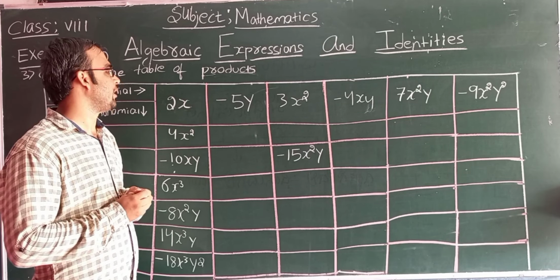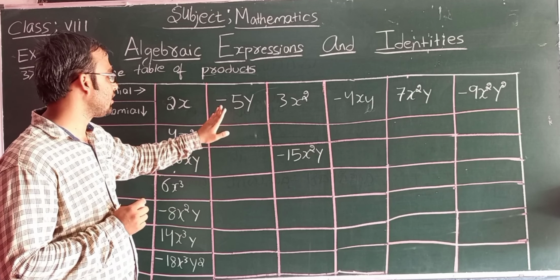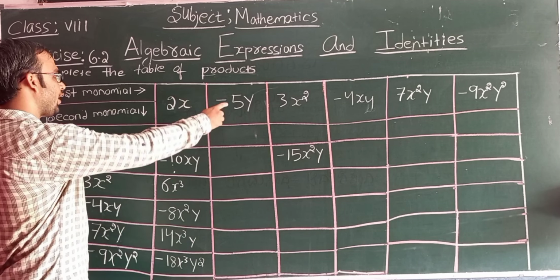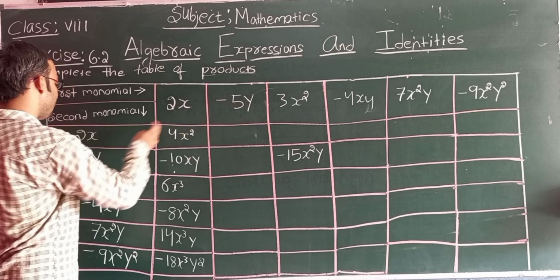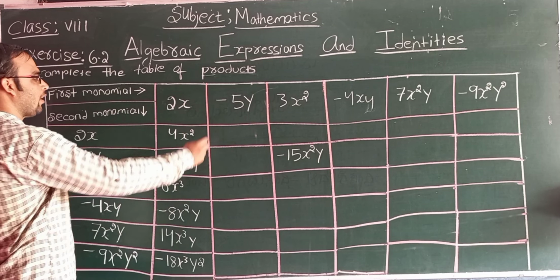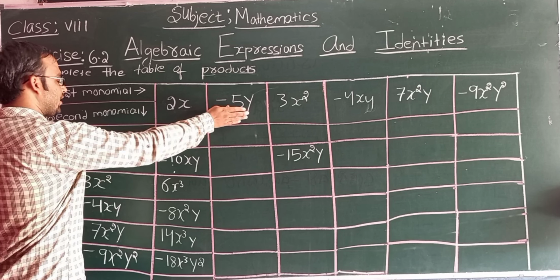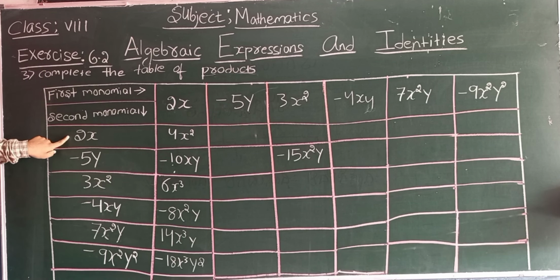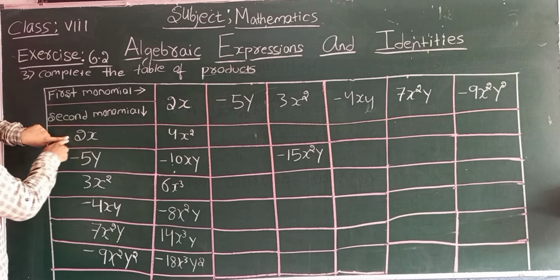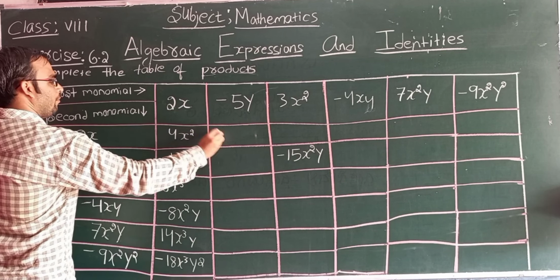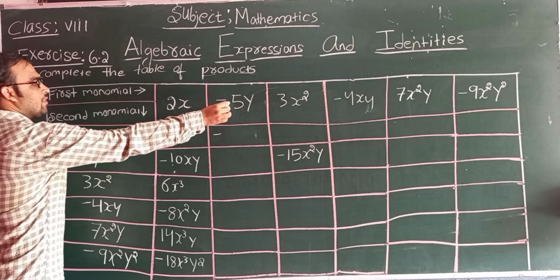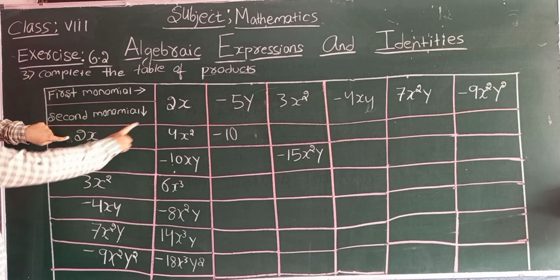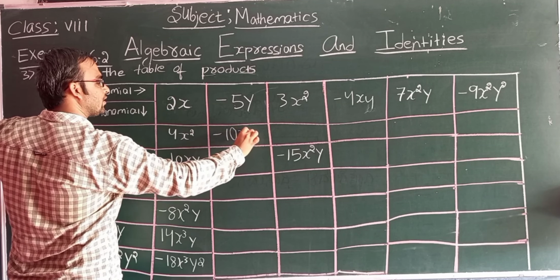Students, now let us multiply the second term in the row, that is minus 5y, with each and every term in the column. Now look at here, you need to consider this term and these terms. Here minus is there, and here plus is there. Minus into plus will be minus. Now multiply numbers. 5 2s are 10, and x is there, y is there. So x into y will be xy.